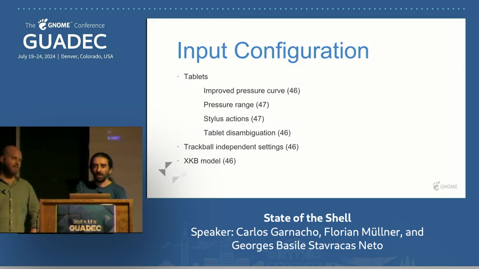We also got quite some configuration for input devices. For tablets, there is an improved pressure curve calculation. In settings, you could choose how much pressure the stylus should handle, and it had too few options. So we've increased that. It's basically now a continuous slider, so you can decide on a suitable curve between hundreds of options instead of seven.